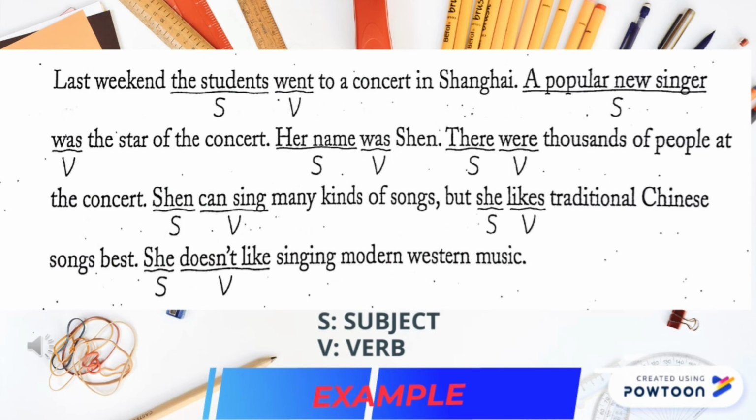For example, the student is the subject, went is the verb. A popular new singer is the subject, was is the verb. Her name is the subject, was is the verb. Their is the subject, were is the verb. She is the subject, can sing is the verb. She is the subject, likes is the verb. She is the subject, doesn't like is the verb.